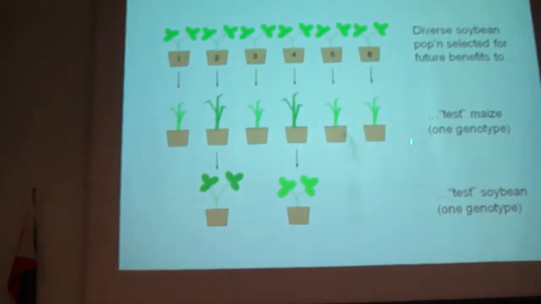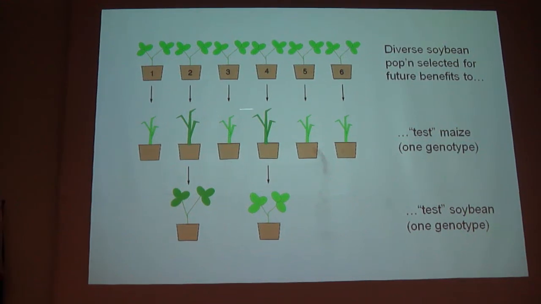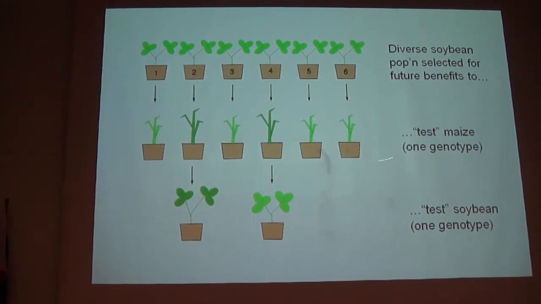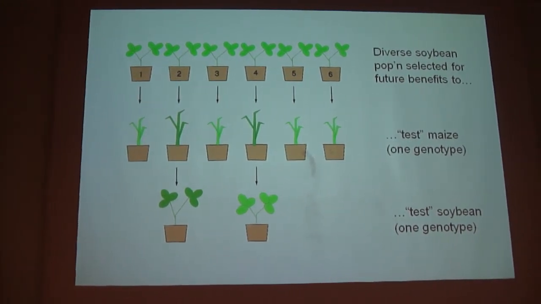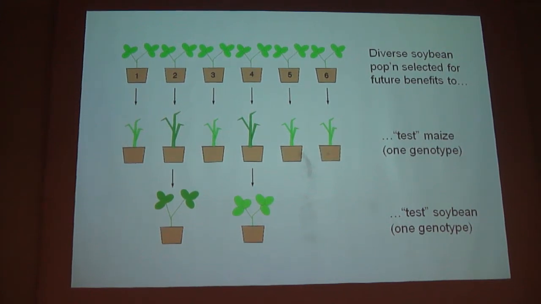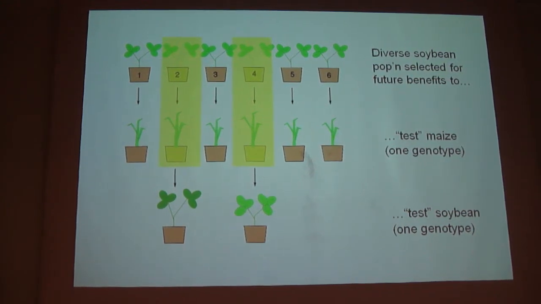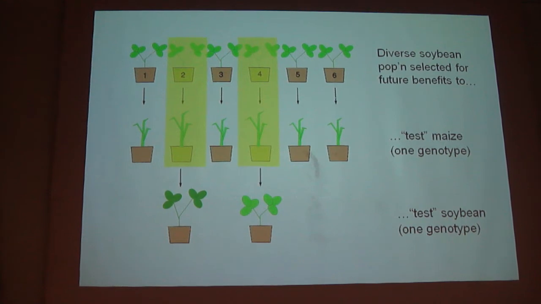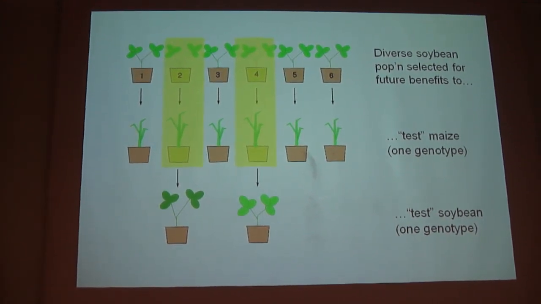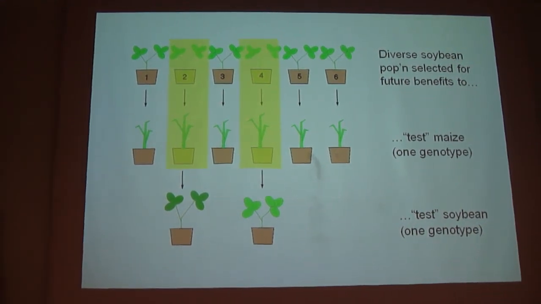Instead, we come back with the next crop in the rotation. And in this case, we're using a genetically uniform test crop. All these corn plants are the same genotype, but they grow differently because of the effects of the previous soybean crop. And so based on that, we say soybean genotype 2 and 4 look like maybe they have enriched the soil with mycorrhizae that are beneficial to corn. Let's keep 2 and 4 and discard the rest. And then we go in with the next crop in rotation. In this case it would be soybean.